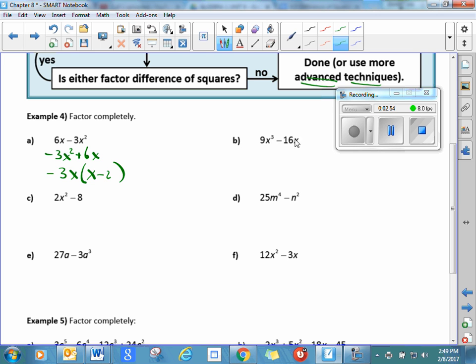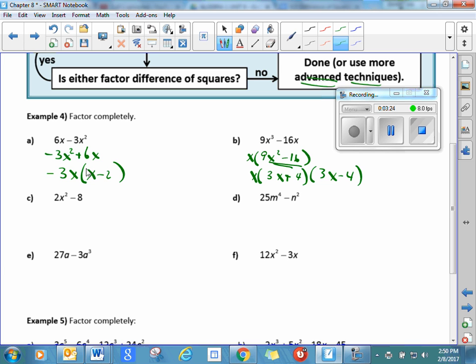This guy is written in standard form. That looks fine. Do these terms have a GCF? Yes, they do. x to the first power. So now that becomes 9x squared minus 16. This is the difference of 2 squares. So now that becomes x times (3x plus 4)(3x minus 4). And I'm done. I don't have a difference of 2 squares. I can't do anything else.